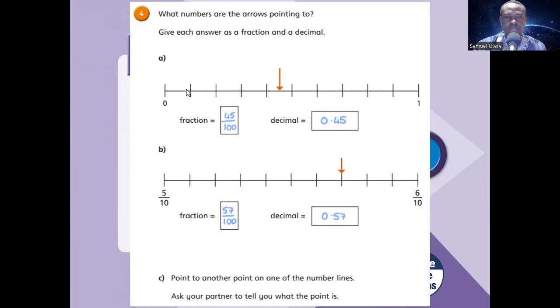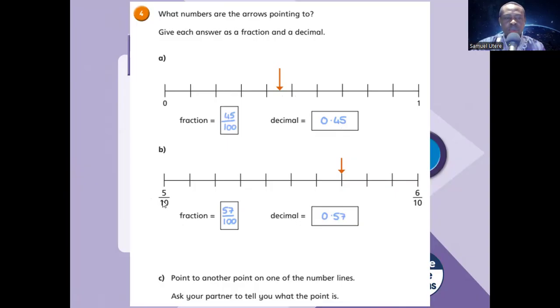Now that means that as a fraction, this has to be 45 hundredths. Why? We have here 1/10, which is 10 hundredths, 2/10, 20 hundredths, 3/10, 30 hundredths, 4/10, 40 hundredths, 5/10, 50 hundredths. So that should be 45 hundredths, which is halfway, and it's the same thing as 0.45.